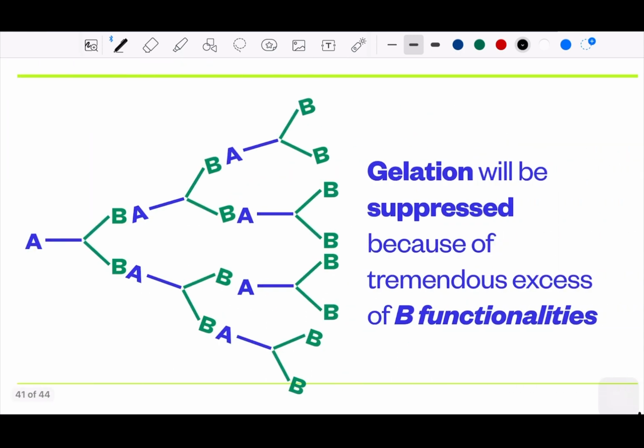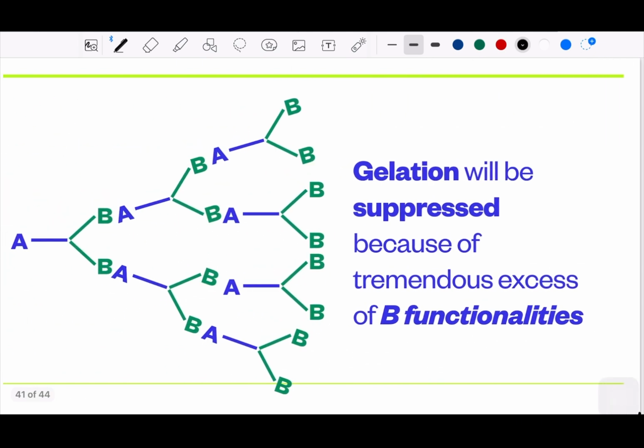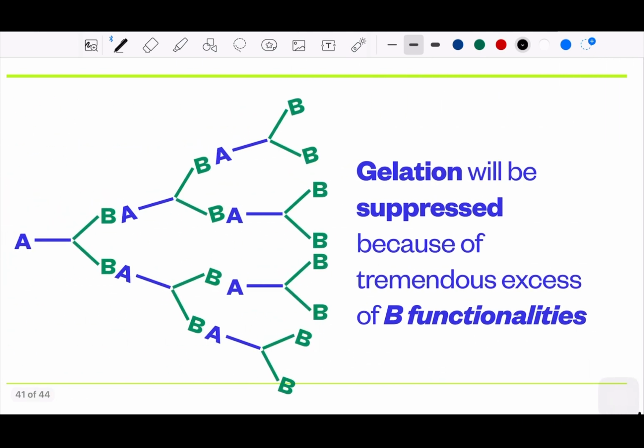So it's going to be like this. Gelation will be suppressed because of too much B. You can say too much B if this is difficult to write. Too much B functional groups. Because of too much B, we are basically saying we suppress the process. Okay, I think we'll stop here. There are a few more sections, but I will make them into another lecture later.